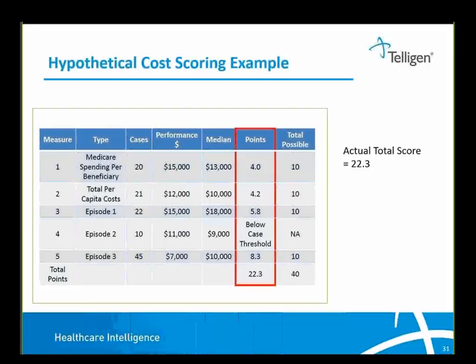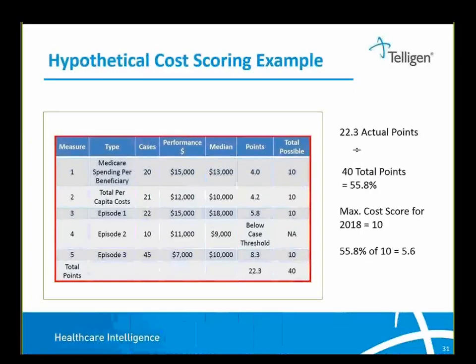I just used numbers. And then again, measure number 4, episode 2 is below case, so that was not applicable. And then for measure number 3, he did really well because his cost was below the median, so he got 8.3, or a total of 22.3. So you're going to take the actual score, 22.3, and you're going to divide it by the total possible score of 40, and you get the percentile, which is 55.8%.